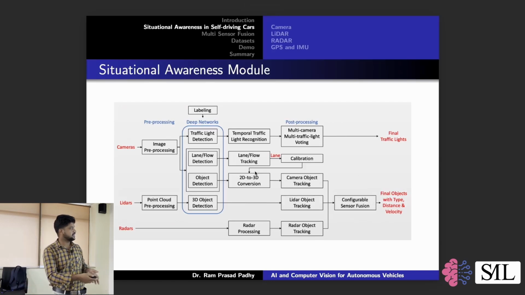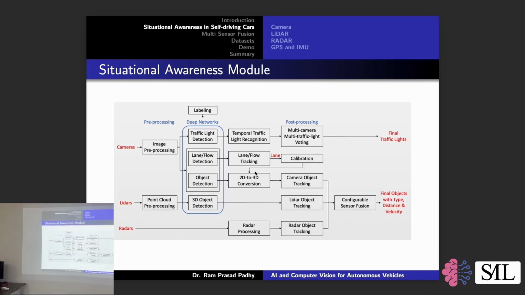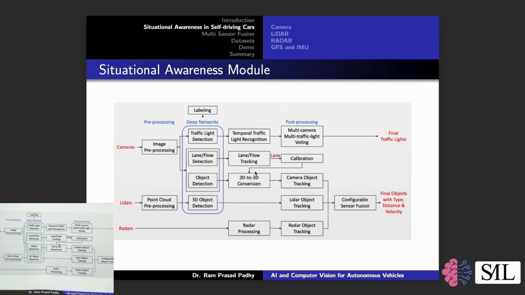Okay, so this is kind of already discussed. This is just an overview of what are the tasks that can be done. So if it comes to image processing, you will see that traffic light detection, lane flow detection, object detection can be done. When it comes to LiDAR, then 3D object detection can be done. Then using radar, we can do the radar processing to do the radar object tracking and finding the velocity.